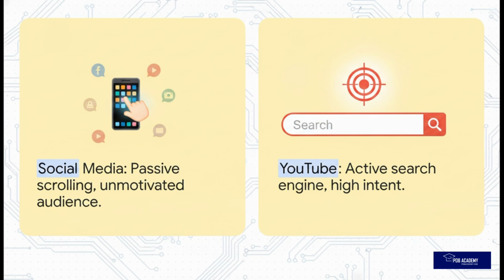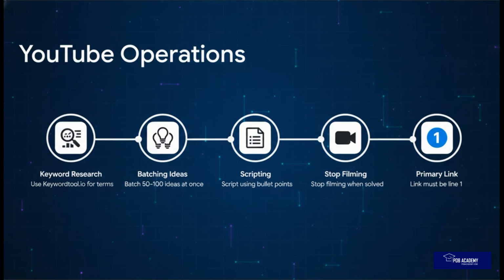YouTube, however, functions as an active search engine. Viewers are typing in specific queries with high-intent problem-solving in mind. They are primed, ready, and actively looking for the exact solutions you're offering. To crush it on YouTube, follow these golden rules.